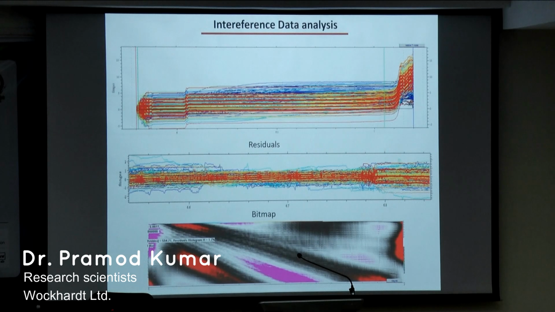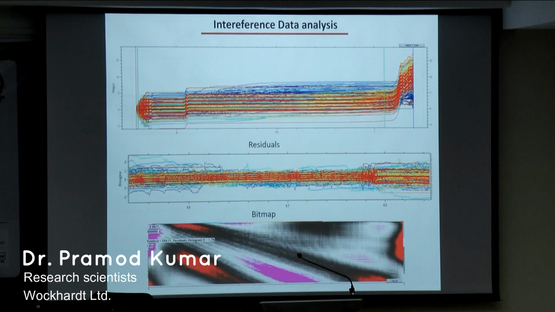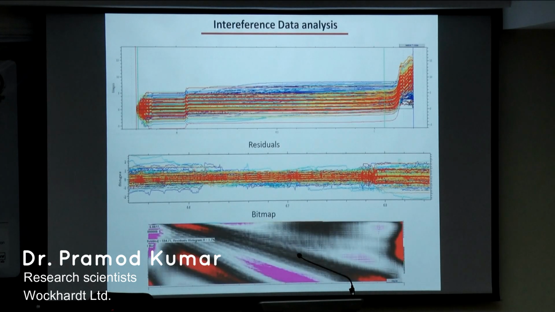This is another way of looking at the data. This is called bitmap analysis, an analysis where the noise has been modeled on the rows and columns, and if there is any discrepancy in the noise, you see a strong diagonal line across it. The residuals mean the differences between your experimentally observed values and the modeled values. So there's a large deviation.